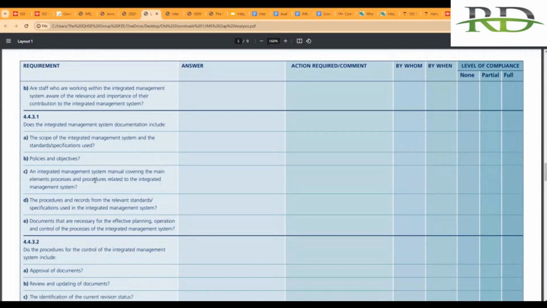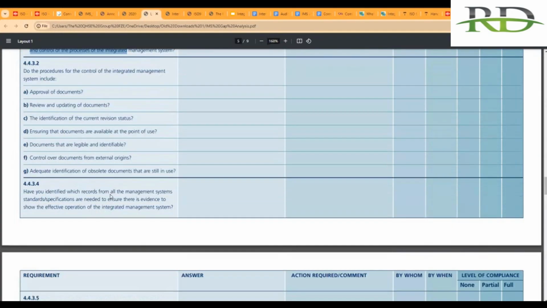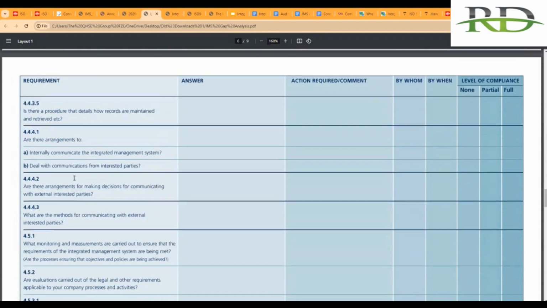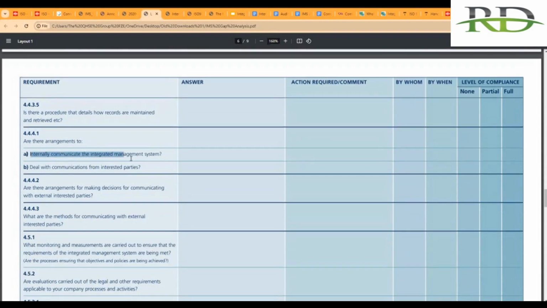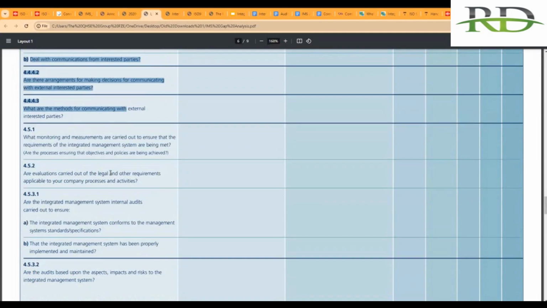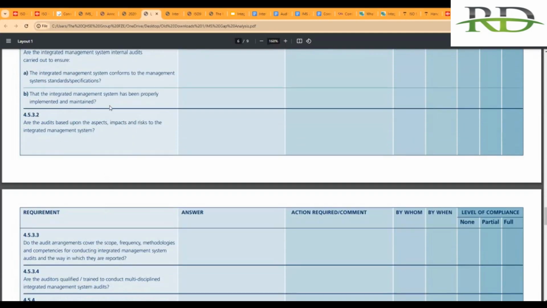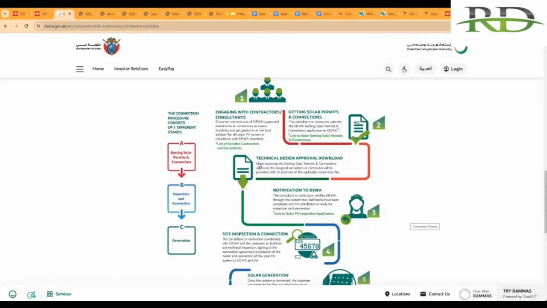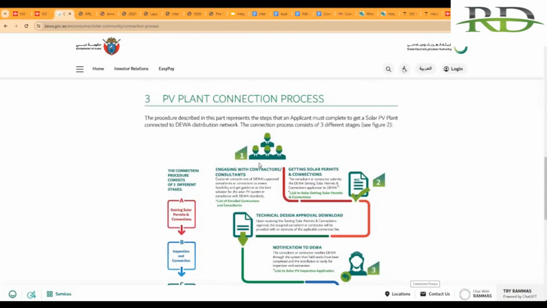This is the gap analysis that you do. So this is the checklist that I'm going to use in my initial visit. I'm going to visit this site, and I'm going to be asking these questions. Does the integrated management system documentation include your policy and objectives, the procedures and controls, and so on? If I confirm that everything here is okay, I'm also going to ask about arrangements for internal communication and so on. When I go through all of these sections, it is going to confirm whether or not we have an integrated management system here, before we proceed.